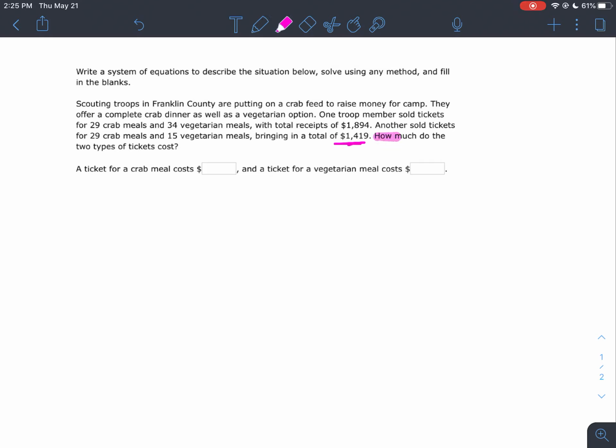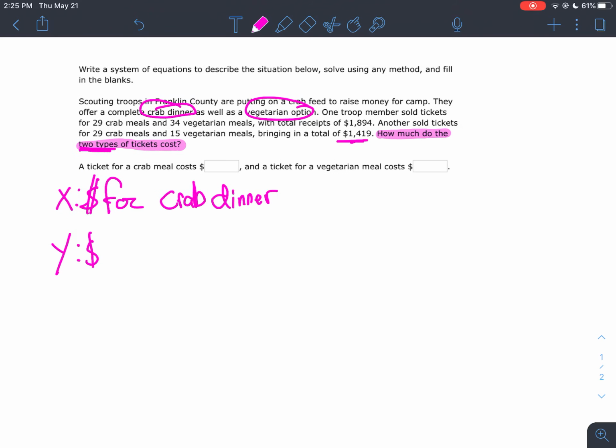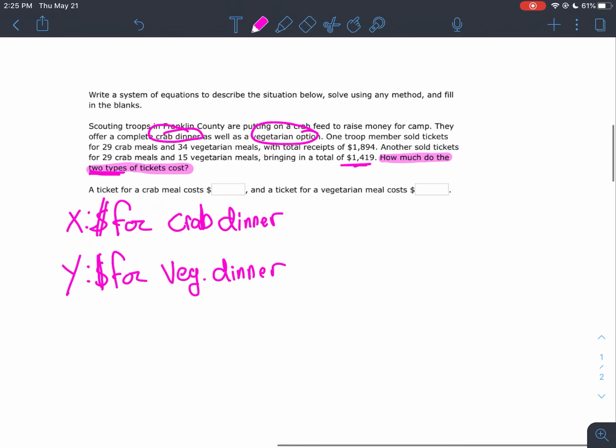So now, once again, go back to the question. How much do the two types of tickets cost? So it's asking about the two types of tickets. Now, they have a crab dinner as well as a vegetarian dinner. So X will be the cost for a crab dinner, and Y is going to be the cost for a vegetarian dinner. So we have X and Y set up.